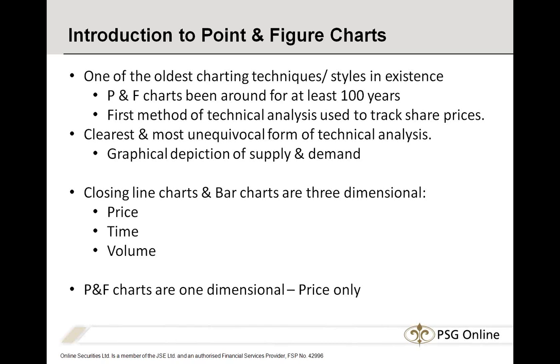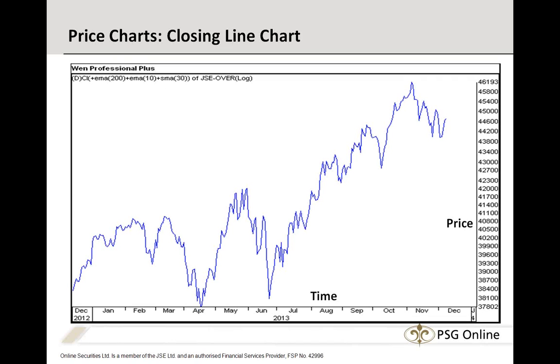Whereas closing line charts and bar charts are three-dimensional. Okay, we're looking at price, time, and volume. Point and figure charts, as I say, simplified, it's only looking at price. It's one-dimensional. So yeah, you can see a screenshot of a line chart or a closing line chart. You've got two axes. You've got your horizontal axis, which is referring to time, and your vertical axis or the y-axis referring to price. Obviously, this is the JSE All-Share Index, so the price is referring to points.